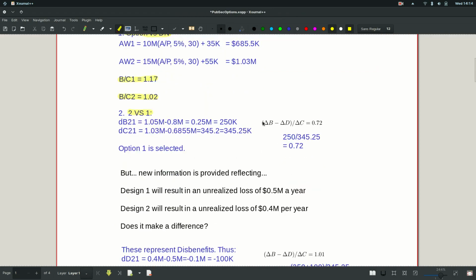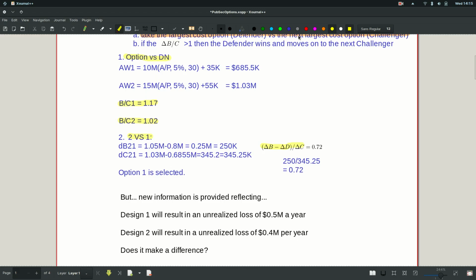So this is the magic equation, which is delta B minus delta D divided by delta C, which is to say the benefits minus the disbenefits divided by the cost. Only in this case, option to option. So you take the benefit of option 2 and subtract off the benefit of option 1. That's why I put here delta B of 2 to 1. So this is 2, this is 1, and we get $250,000.